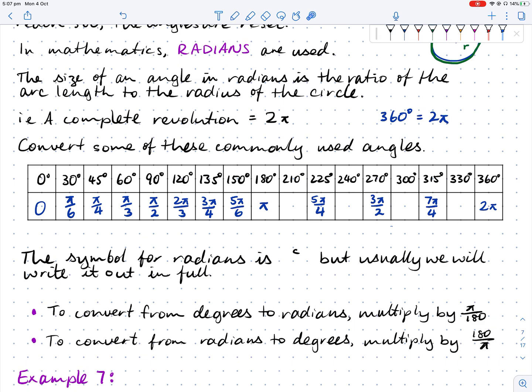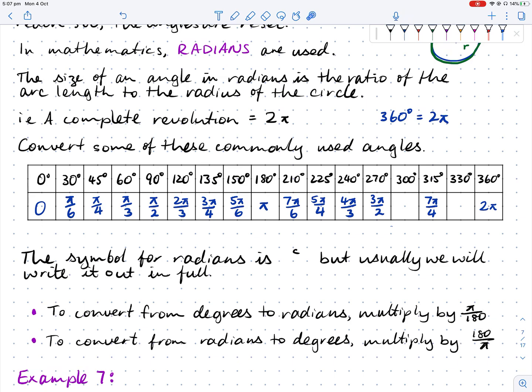Another way you could have worked it out is gone 180 minus 30. So you've got 1 lot of pi and you're taking off a 6. So 1 minus 1/6 is 5 over 6. When we get to 210 degrees, that's 30 bigger than 180 degrees. So we're going to take pi plus pi on 6, which is 7 pi on 6. To get 240, the easiest way to work this one out is probably going to be doubling 120 degrees. So that'll be 4 pi on 3.